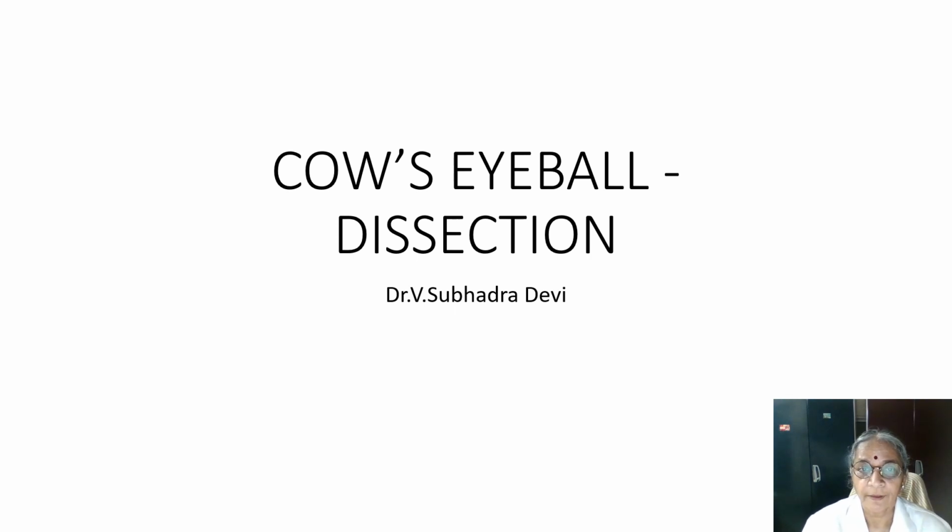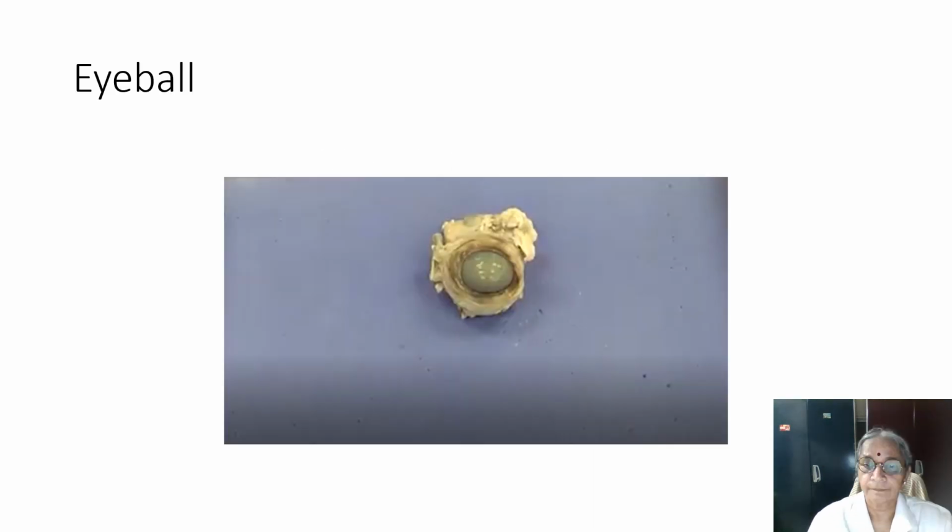Dear students, before you start reading about the eyeball, its layers and the intraocular structures, for a better understanding, if you follow the dissection of a cow's eyeball, it will help you in understanding the eyeball structure. Now, what you are seeing here is the cow's eyeball, and this is the anterior-most part.